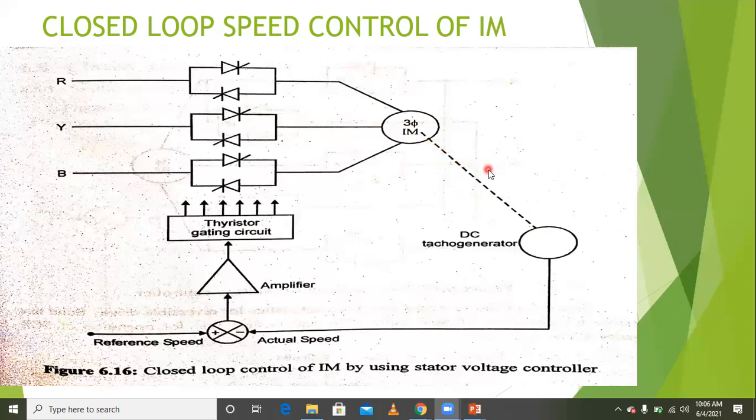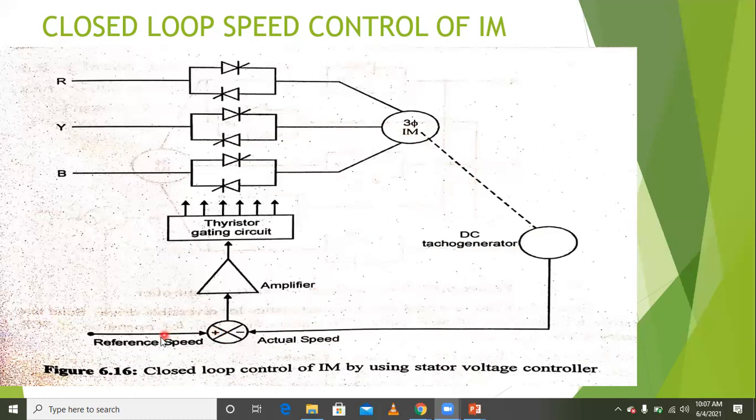It's clear. If the actual speed is greater than the reference speed, the conduction angles of the SCRs are reduced. Understood? And then the motor torque decreases. Then the output voltage is decreasing, and since torque is proportional to V square, the motor torque decreases as well as the motor speed. So in this way, the closed loop speed control of induction motors works.